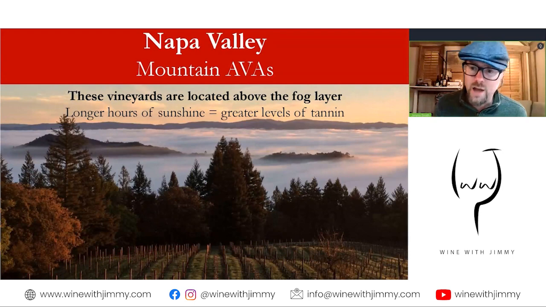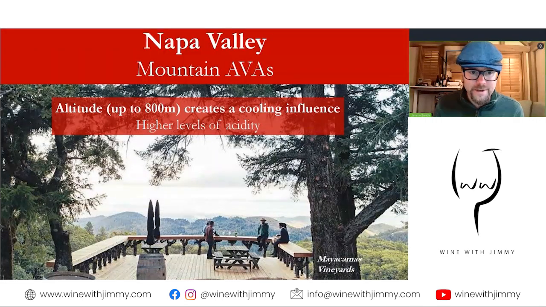So basically vineyards above this layer in most of these mountain AVAs get longer hours of sunlight, more UV light. And that means, of course, you've got the potential for better ripening of the grapes. So you're going to get more ripeness and concentration, more skin, and you tend to get more color and then more polymerization of tannin, which means you get more structure, more ripe tannin, more darkness in the wines, very typical of these. So great levels of tannin, as it says there.